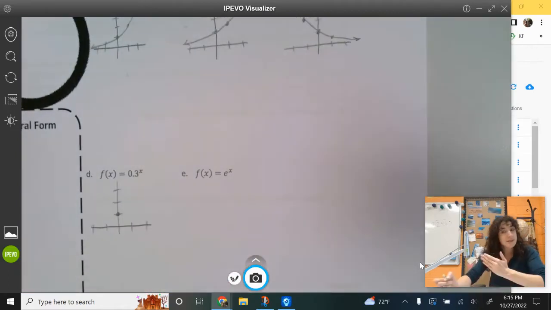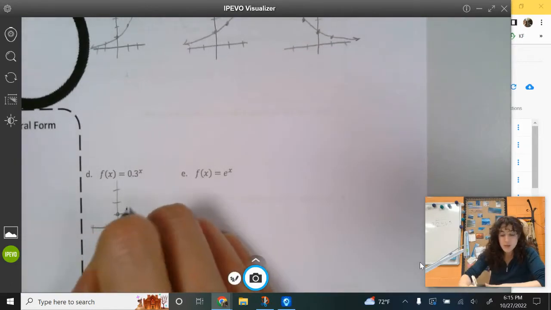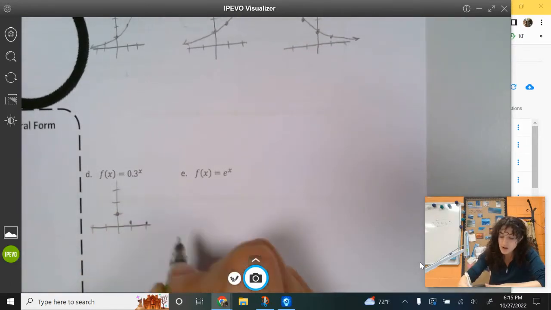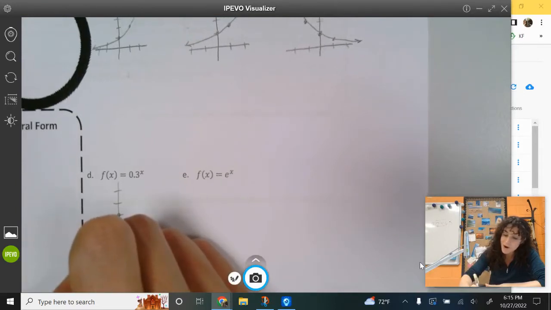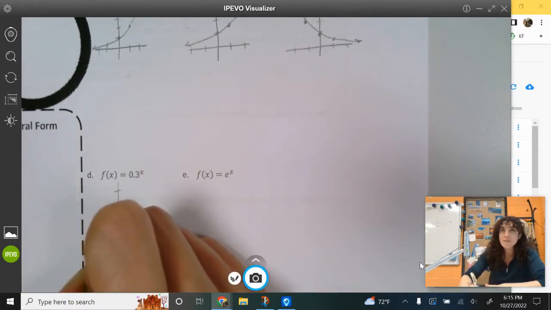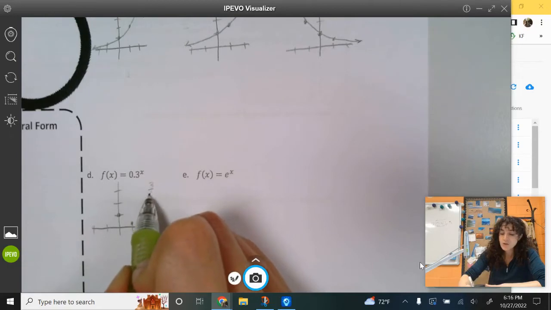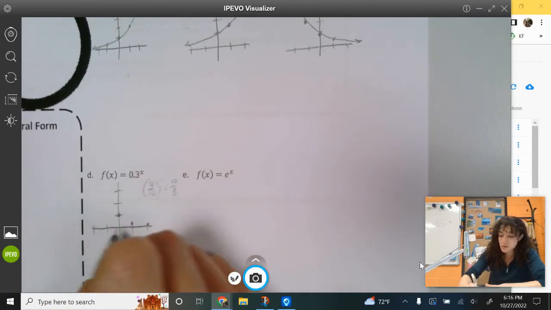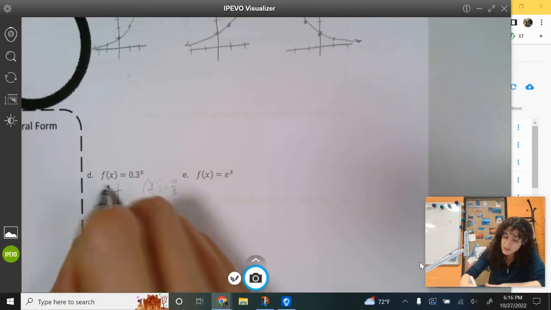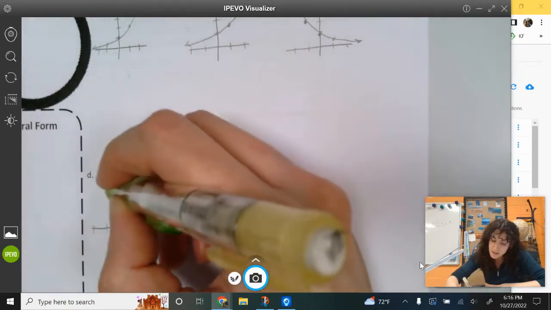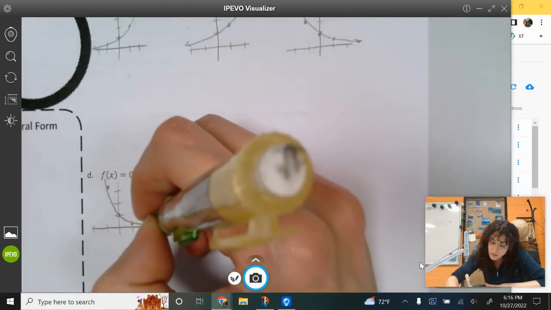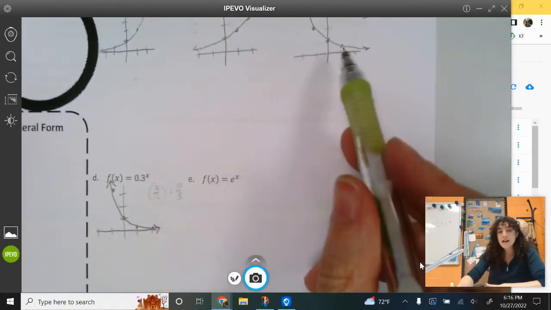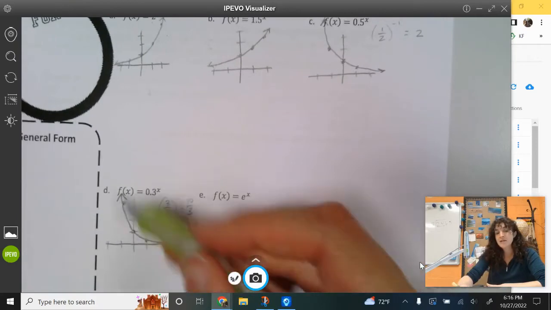Raising it to the 0 power, still 1. 0.3 raised to the first power is 0.3, and then I would do another third of that. Raising it to the negative 1 power, if that's 3 over 10 raised to the negative 1 power, that's 10 over 3, so that's like 3.3 repeating. So it kind of goes up here. So it looks something like this, a little bit steeper than this guy up here, but still going down, still decreasing, right?